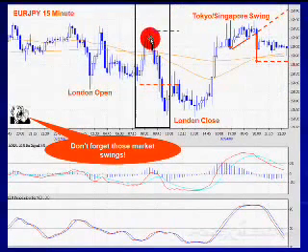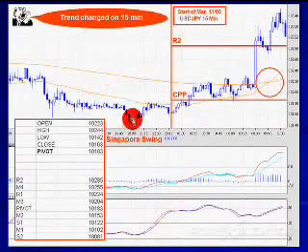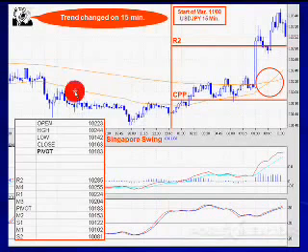Here's a nice spinning top right here. Price rises, spinning top forms, and then price declines. Quasi-hammer right there. Inverted hammer right there. There's a nice spinning top right there. Price declines, the spinning top forms, and then price reverses.